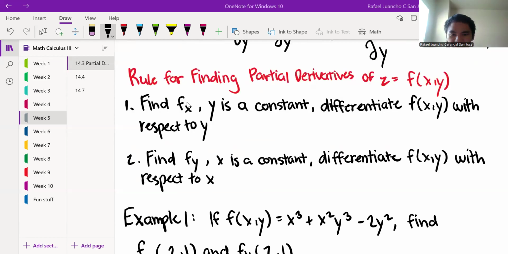So if we're finding this, we make y a constant and we differentiate. Why is it y? Oh, so I have it in reverse. My bad. I was just so confused. And then this one's y.